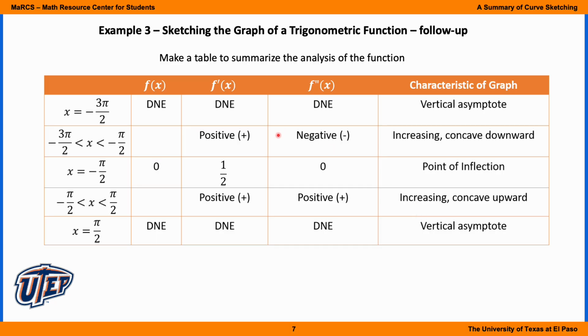The second derivative on the interval negative 3 pi over 2 to negative pi over 2 is negative, so that means that the function is concave downward on that interval. And now for the other interval, negative pi over 2 to pi over 2, the second derivative is positive, so that means that the function is concave upward, thus confirming our point of inflection, because it changed from concave downward to concave upward. Now, since we have a vertical asymptote at negative 3 pi over 2 and at pi over 2, the function does not exist once we evaluate at x is equal to negative 3 pi over 2 and at x is equal to pi over 2.